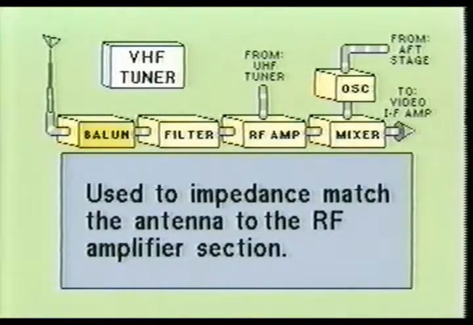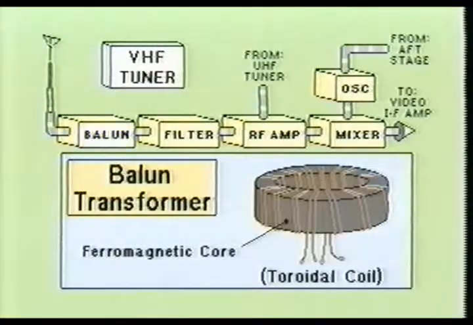The balun transformer is used as an impedance matching device between the antenna and the input of the RF amplifier stage. The balun transformer plays a key role in reducing the electrical noise caused by the antenna line. Here you see a balun transformer with a step-up ratio of 1 to 4. It is called a toroidal coil balun. The toroidal coil balun is nothing more than a coil wrapped around a donut-shaped core which is made of a ferromagnetic material. The primary advantage of the toroidal coil is that all magnetic flux is contained within the core material.